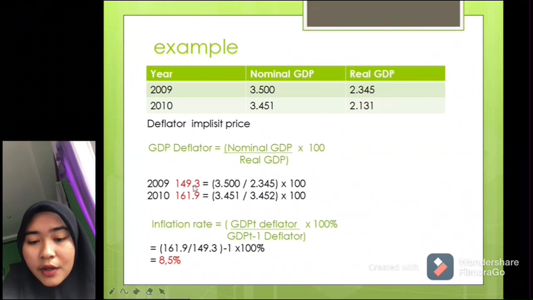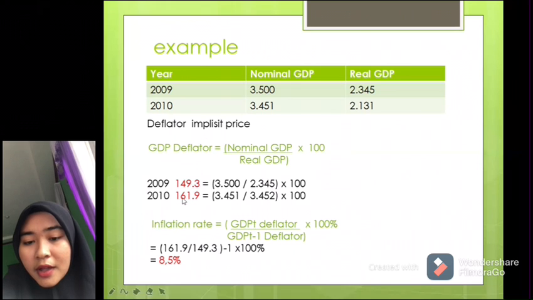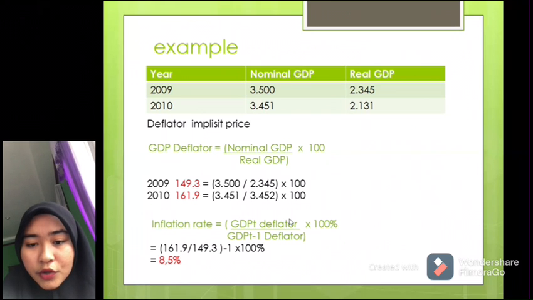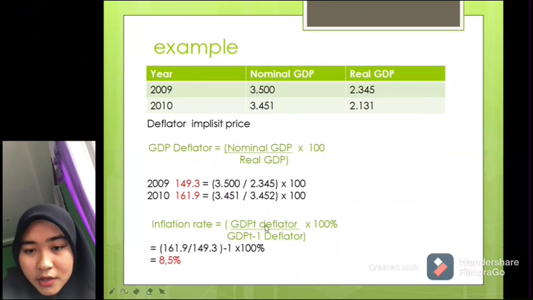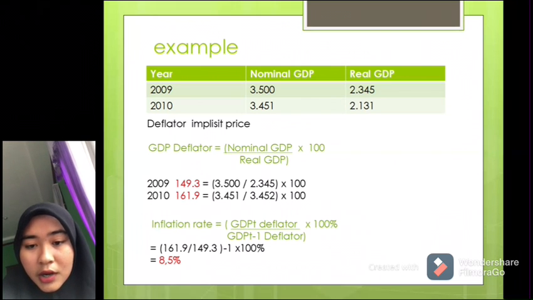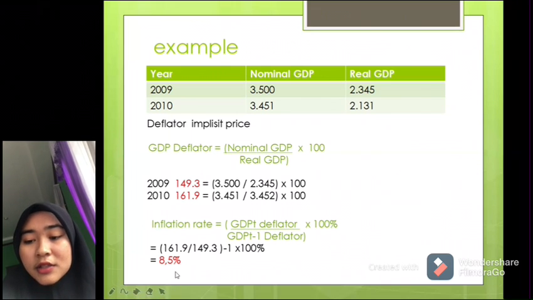So we have 2009 equal to 149.3 and the 2010 year is 161.9. So for finding the inflation rate, using the formula before, we have x.5 percent.